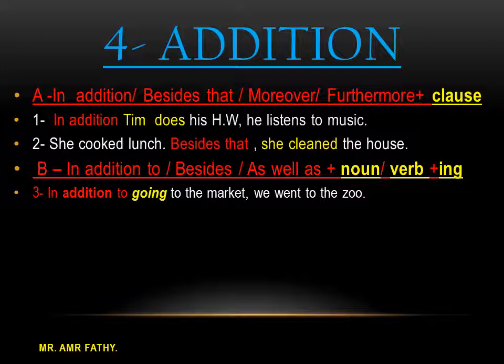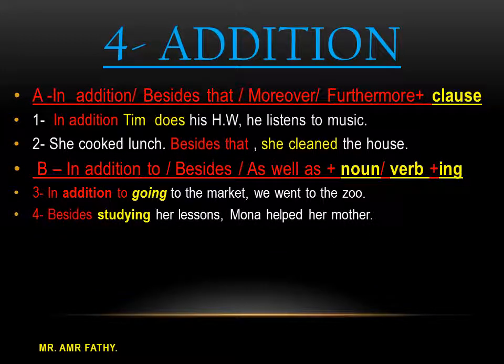Of course, the original sentence, what was it, kids? We went to the market, full stop, we went to the zoo. Use in addition to. So when I put in addition, how do I use it? In addition to going to the market, comma, we went to the zoo. Okay? So again, if you use in addition to, you should use verb ing or noun after it.